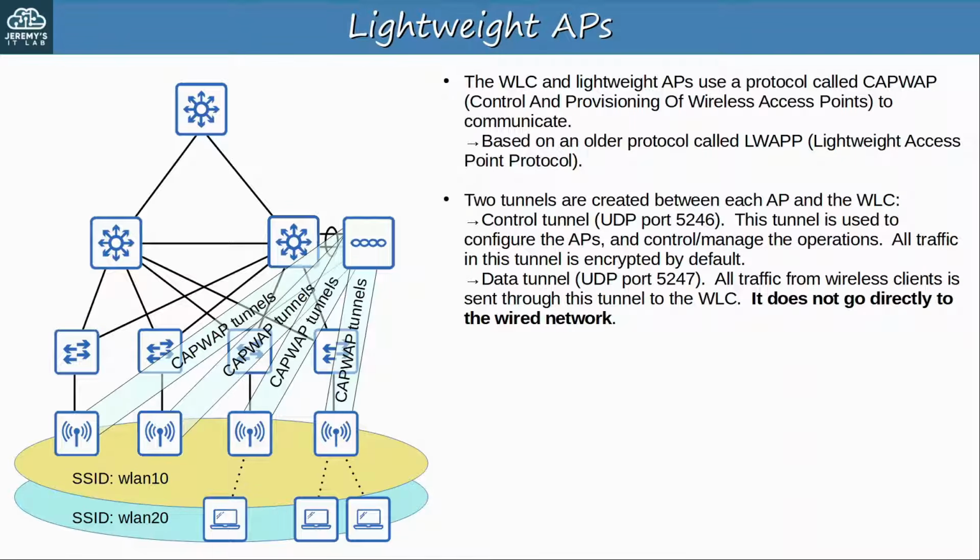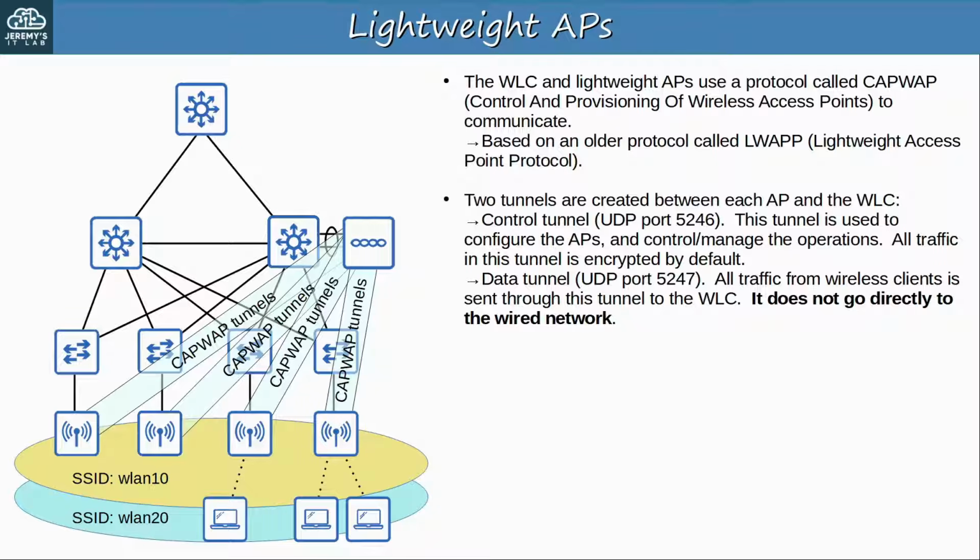The second tunnel is the data tunnel, using UDP port 5247. All traffic from wireless clients is sent through this tunnel to the WLC. It does not go directly to the wired network, or even directly to another client associated with the same AP.